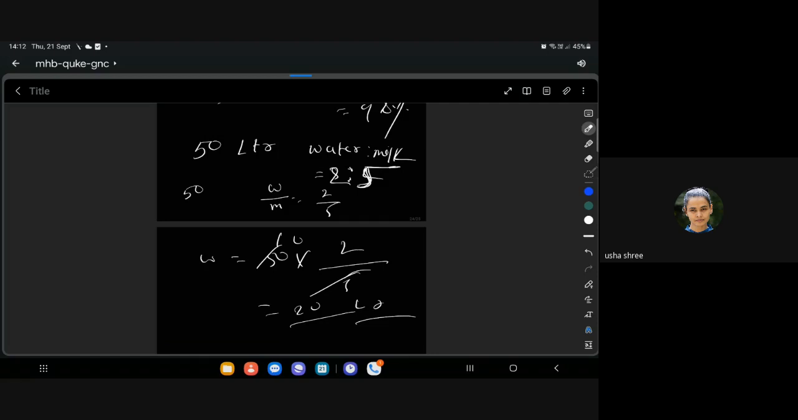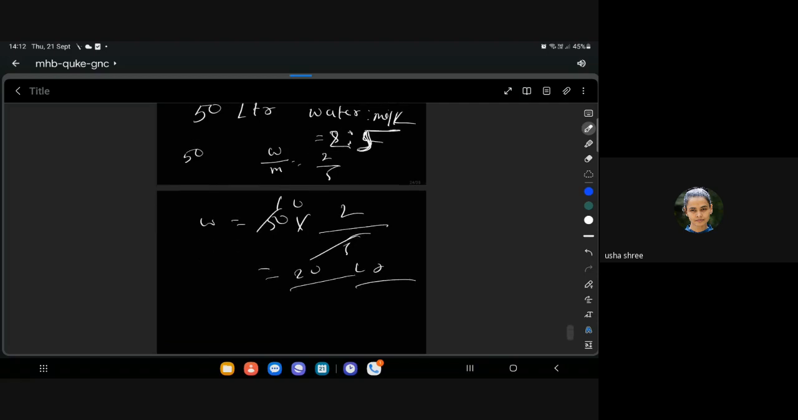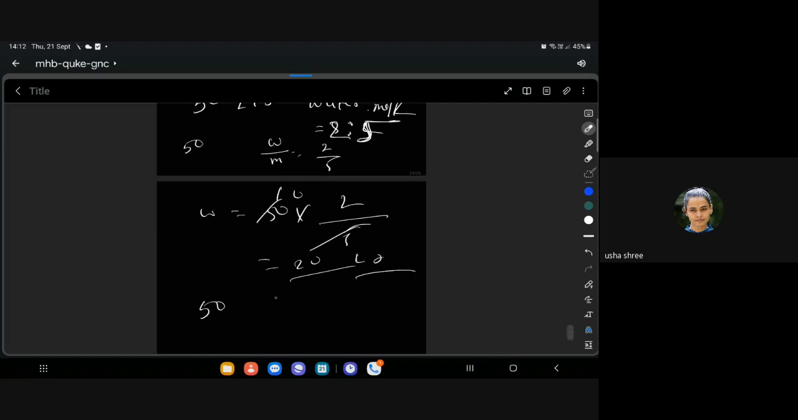So this is called ratio. It means in the 5:2 ratio, you have added the milk and water in the mixture. So out of 50 liters, water is to milk is 2:5. So what is the amount of water? 2:3. This will be 2:3.